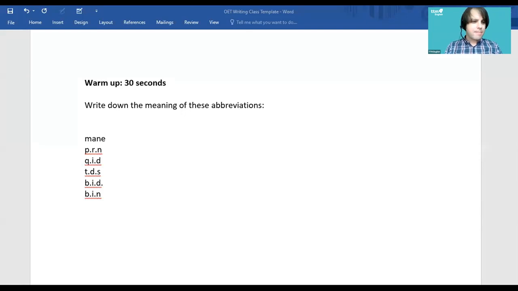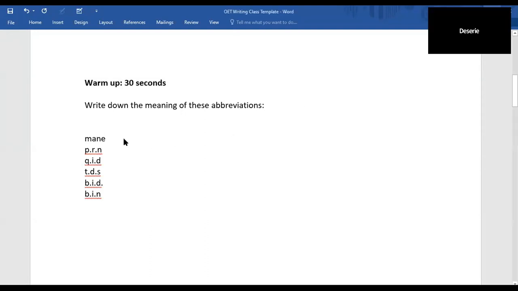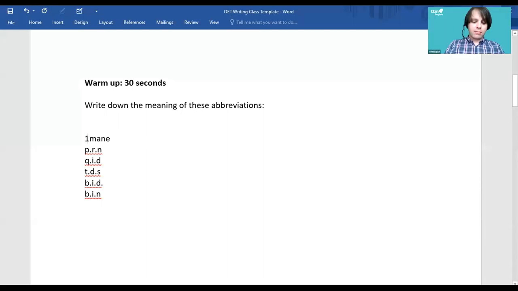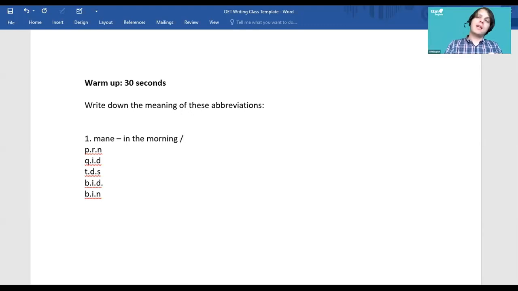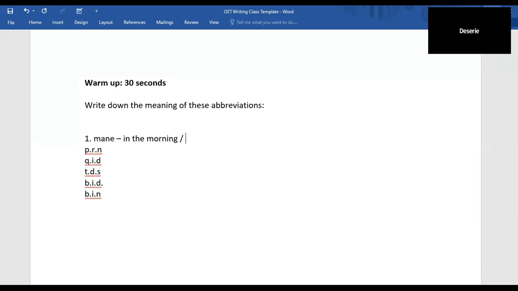Let's ask Desiree. Desiree, are you there? In the morning. The first one is in the morning. Yes, it does mean in the morning. Good. For medication, right? So it might say, give me an example. Could you give me an example? Mr. Smith will take her medication in the morning. Good. But in the case notes, it'll say something like paracetamol, mane. Or something like that.